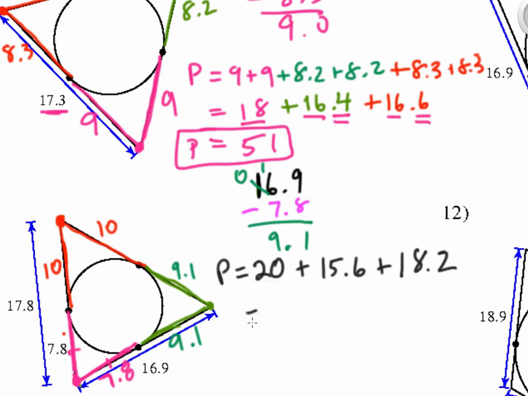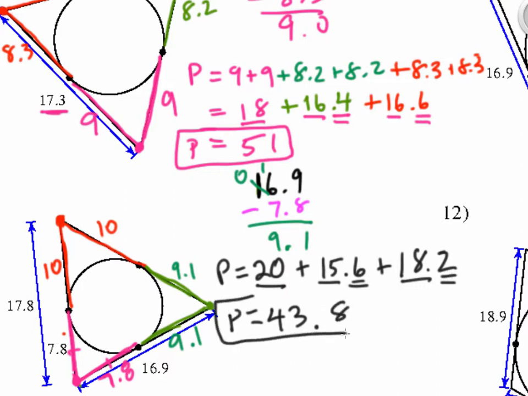All right, so let's add up all the whole numbers. 20 plus 15 is 35. 35 plus 18, just pretend that's a 20 for now. 35 plus 20 is 45. Take away 2 more, that's 43. 43.6 plus 0.2 is 43.8. So the perimeter is 43.8.